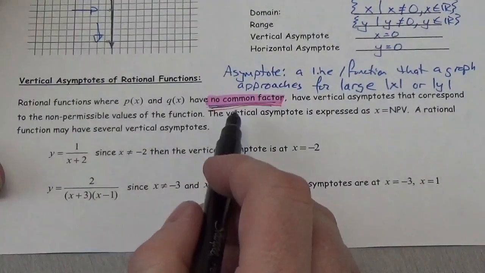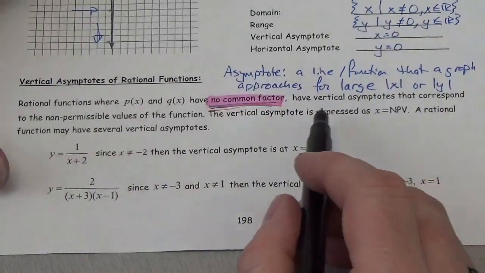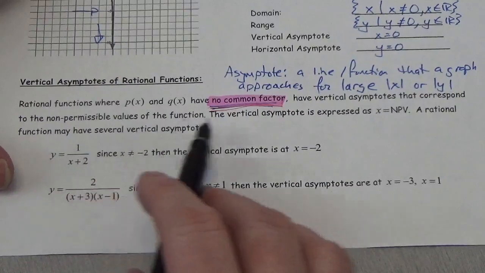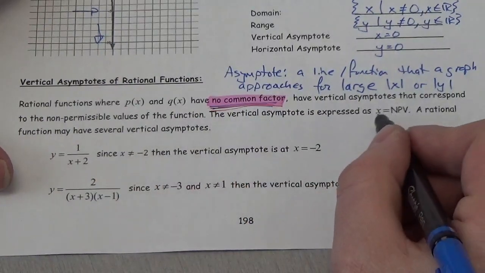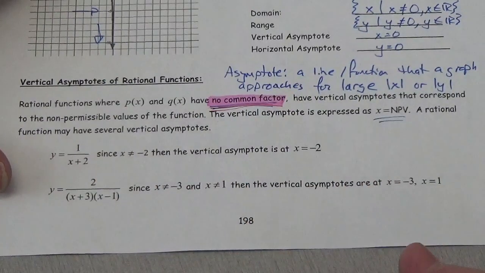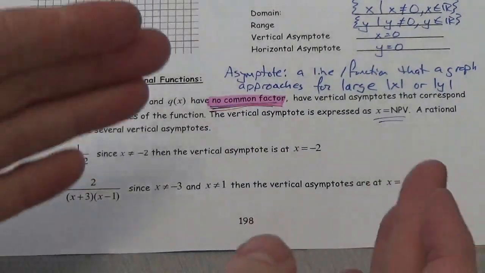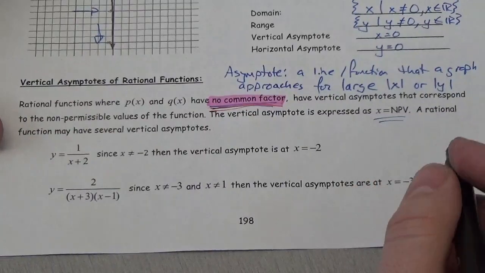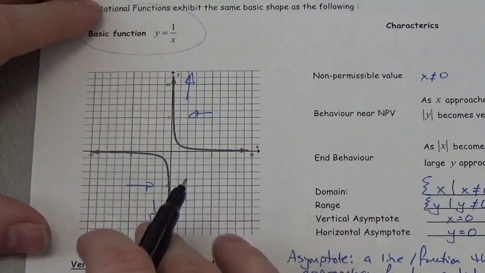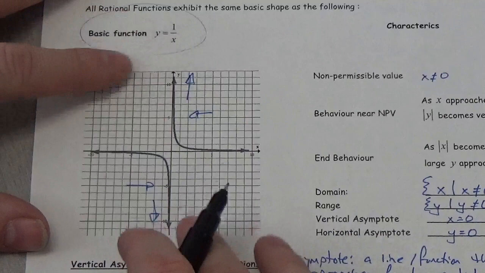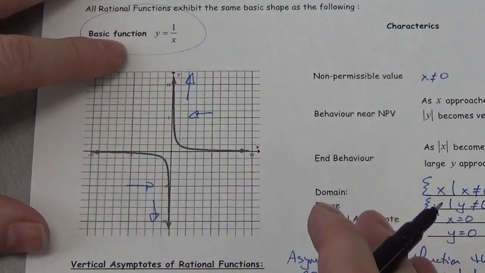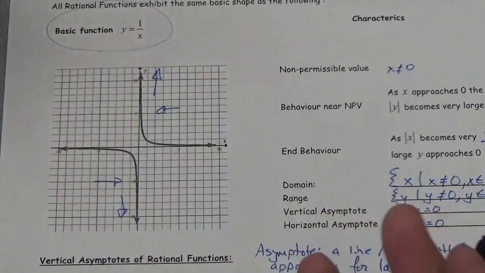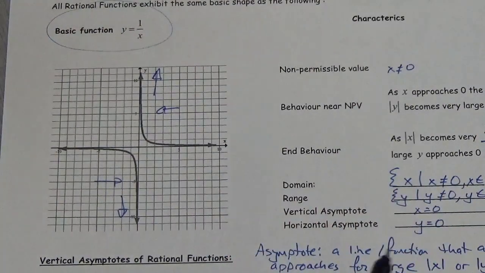So when they don't have a common factor, then you're going to get vertical asymptotes corresponding to the non-permissibles. So the vertical asymptote is going to be expressed as x equals the non-permissible value. And it's got to be an equation. If I was to ask you up here, what's the vertical asymptote, and you just said 0, that's wrong. That's not an answer that I'm looking for. You didn't phrase it right here.